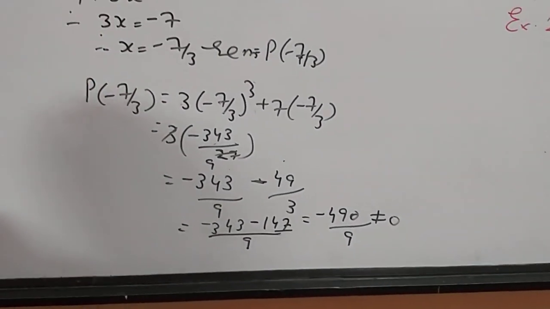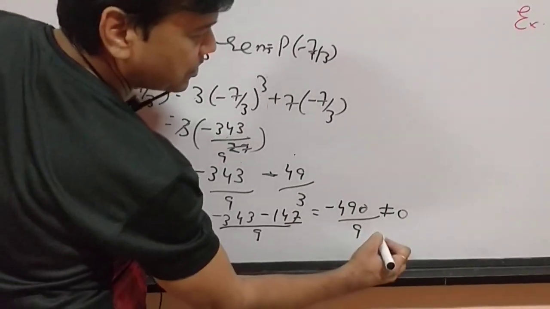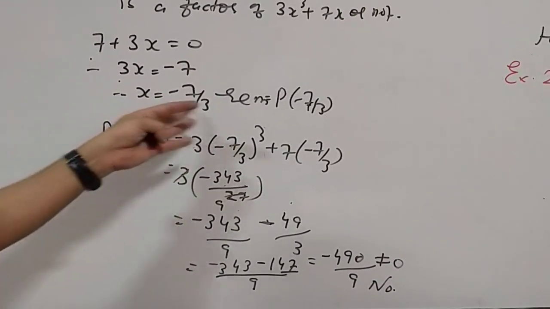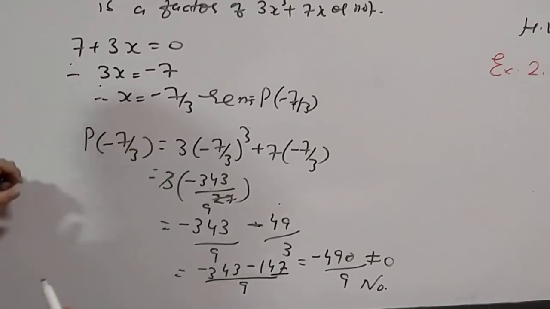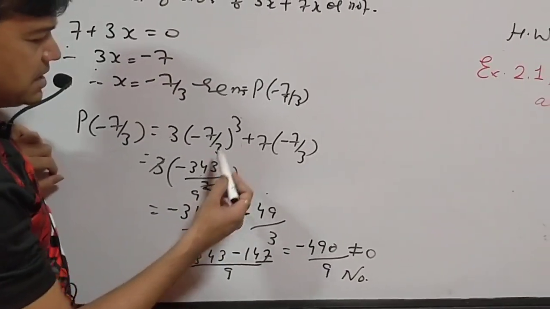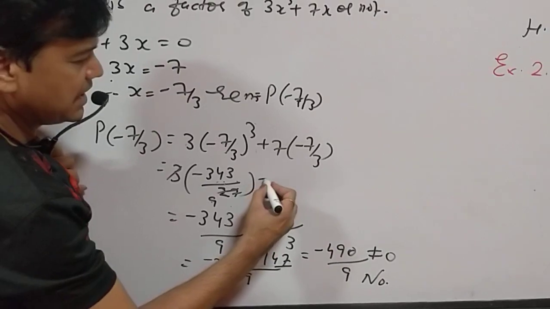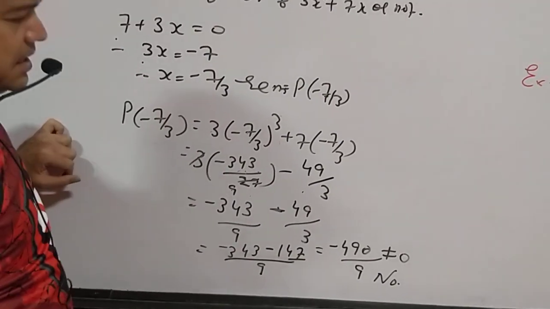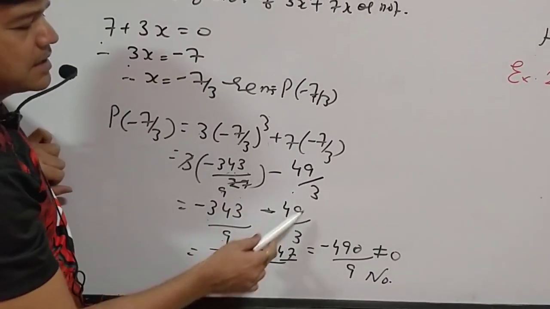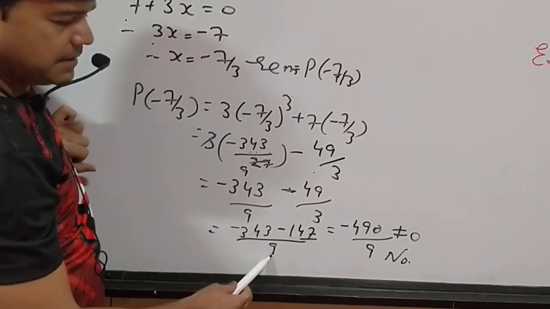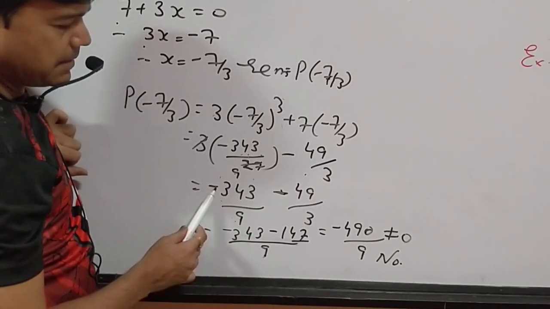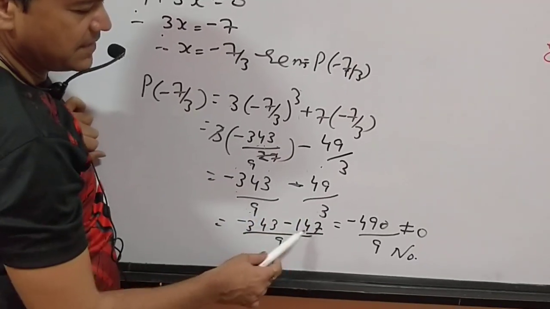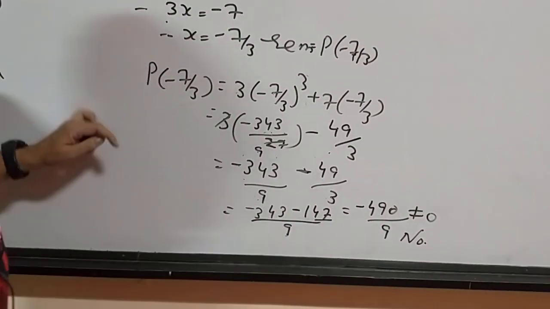Therefore, is it a factor? So no. It is not a factor. So very simple. In place of x write minus 7 by 3 and then simplify. Minus 3 into minus 7 cube is minus 343 upon 27, and here 7 7s are 49 upon 3. Minus 49 by 3. So this is minus 343 upon 9. This is minus 49 upon 3. Take LCM of 9 and 3, 9. 9 ones are 9, so this is multiplied by 1. 3 3s are 9, so this is multiplied by 3 and then add that. Addition you can do yourself.